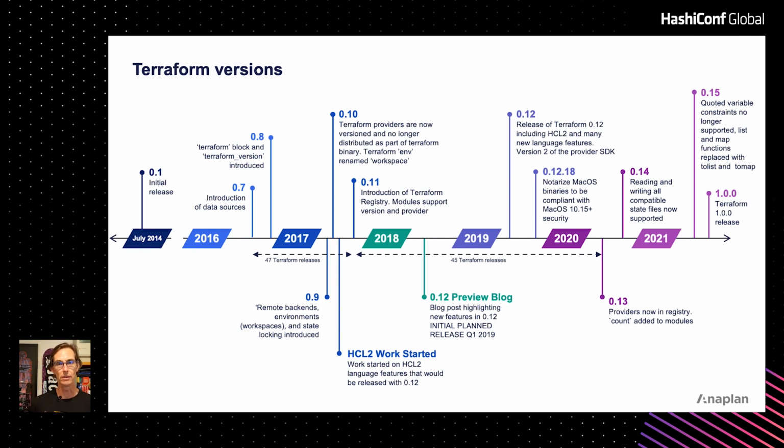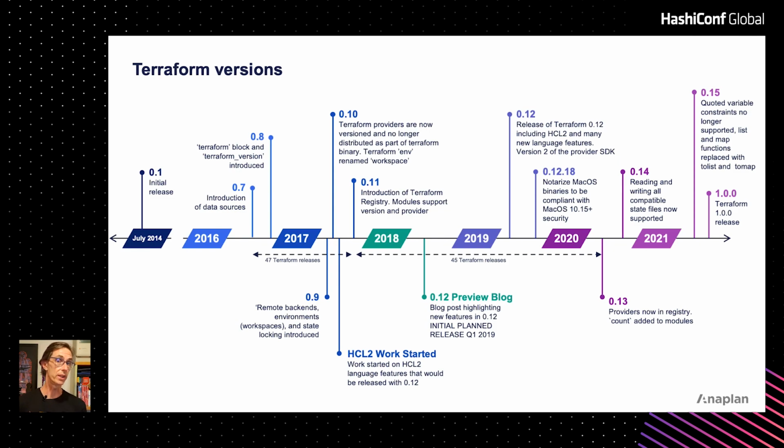In 0.11, and this was around, well, it was actually at HashiConf in Austin, Texas, I believe, we released the module registry. So with Terraform, you'd been able to build modules for a while, but we wanted a way to enable the community to easily share and distribute those, and importantly, as we will look at later on, version modules. 0.11 was a step towards something which a lot of people in the community would say was a big change, which was 0.12.